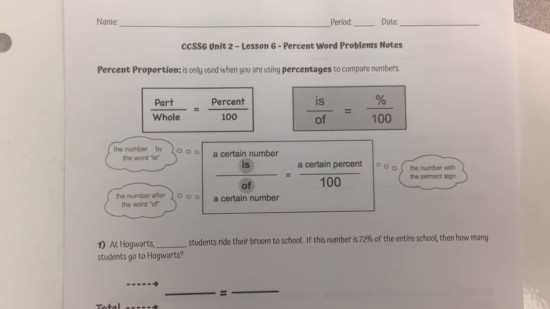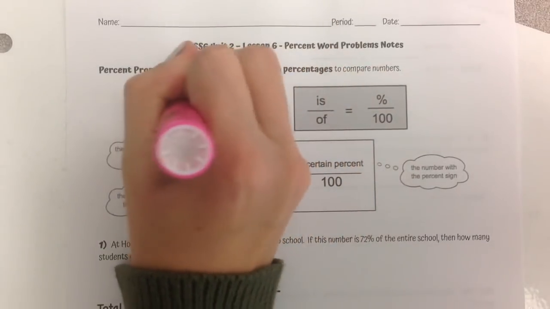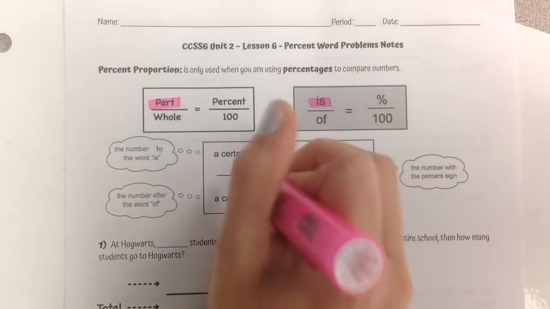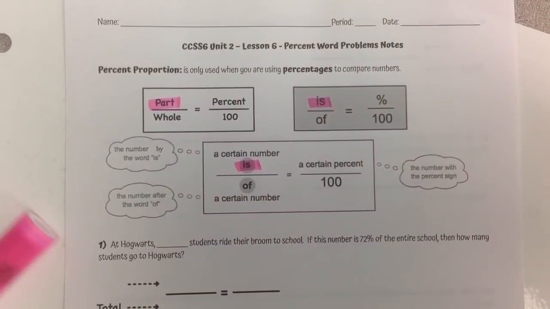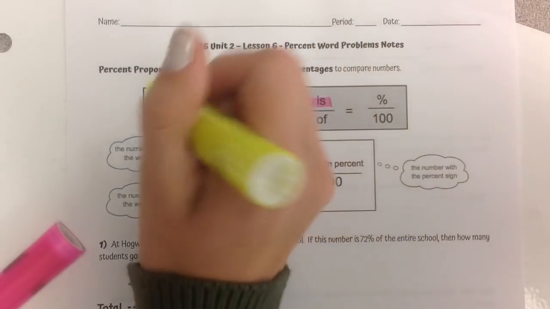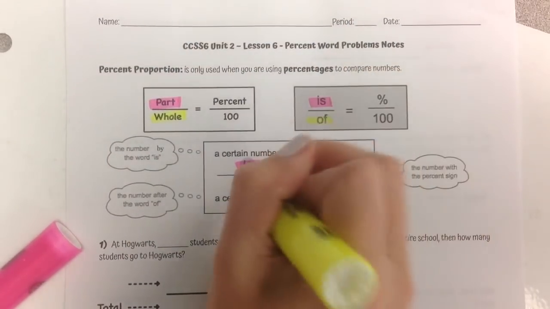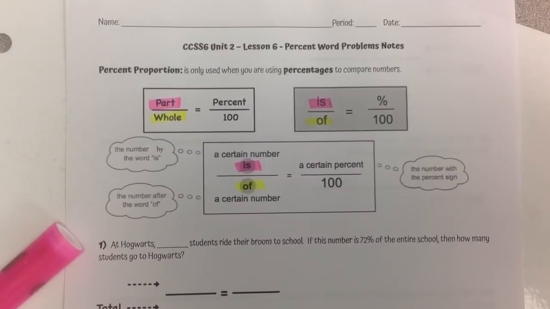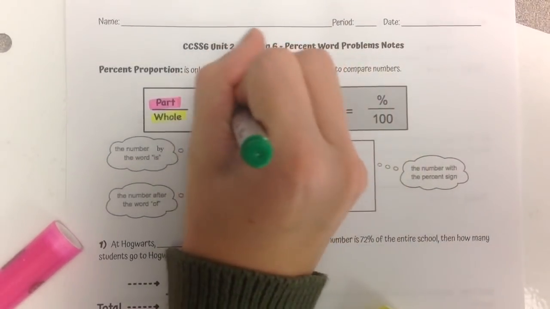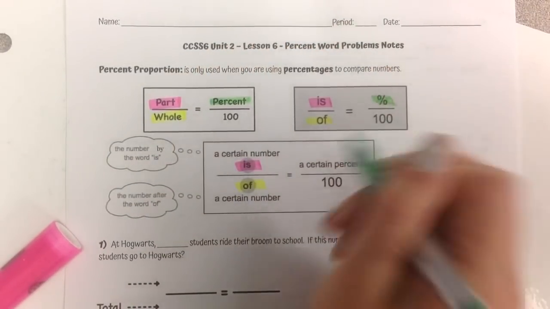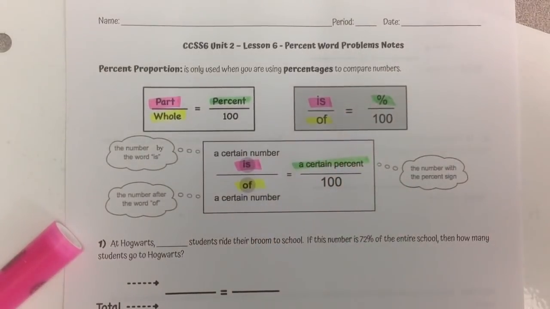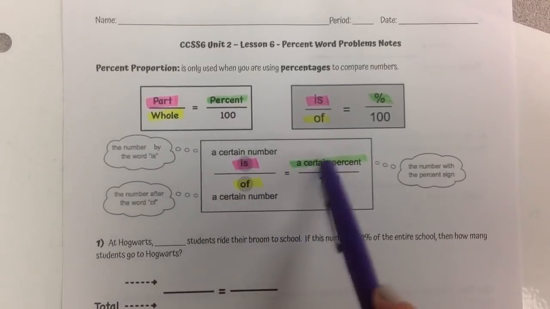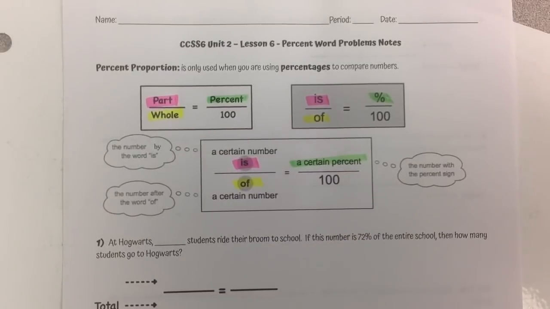So we have our little cheat sheet here reminding us the order. Remember that we have our part, which the word "is" clues us into. We have the whole, which the word "of" clues us into. And then we have percent, which you're going to either see the percent sign or the word percent. I'm not highlighting the 100 because that is always going to be there no matter what. Where we've highlighted is where those values could change or it could become a variable.